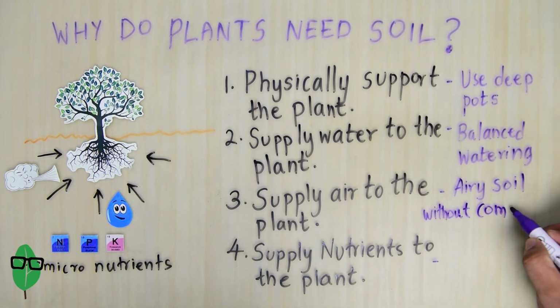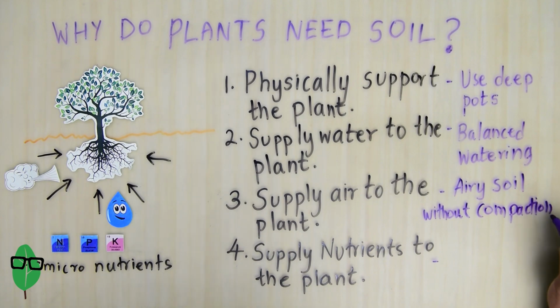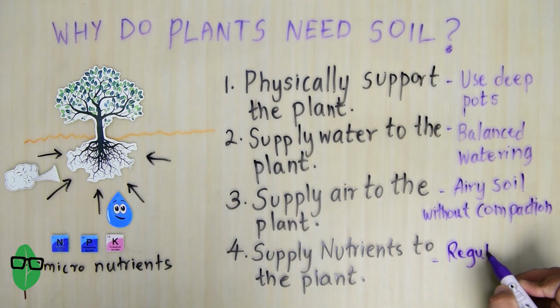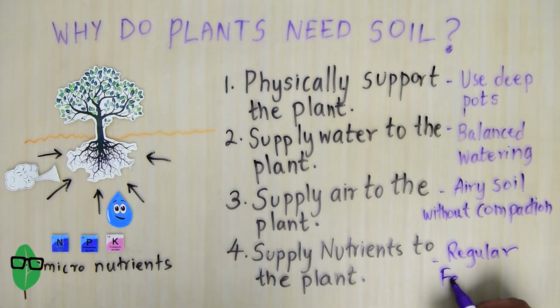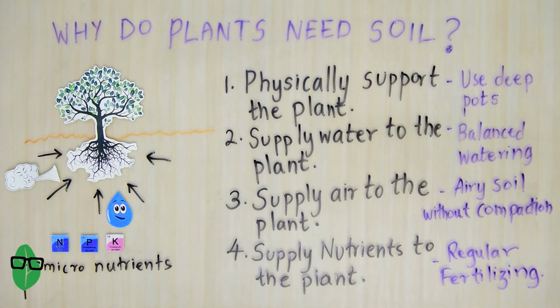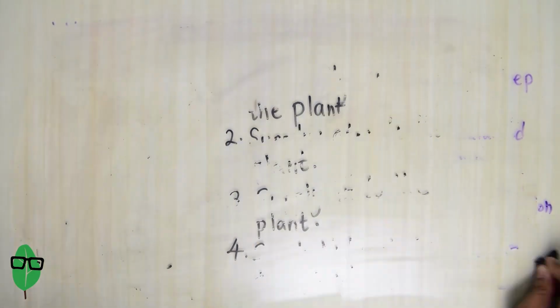This will avoid compaction in the soil, which will suffocate the roots over time. And the implication of the fourth one is that the soil supplies nutrients to the plant. Many beginners forget this, and nutrients need to be replenished over time, especially if you are using a container. So regular fertilization is very important for any plant.